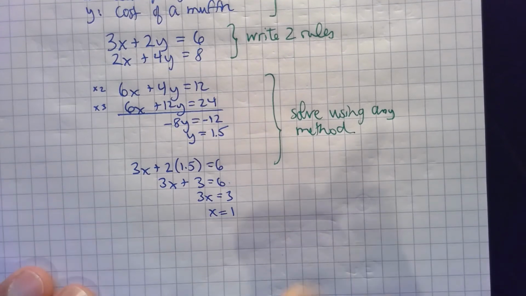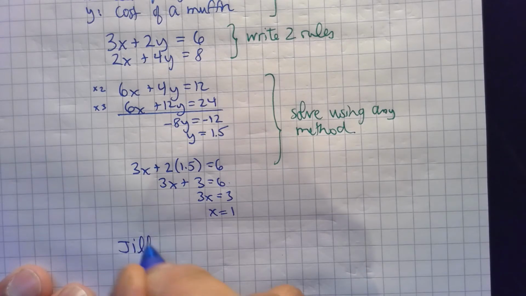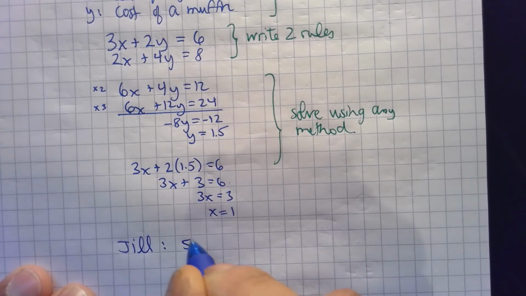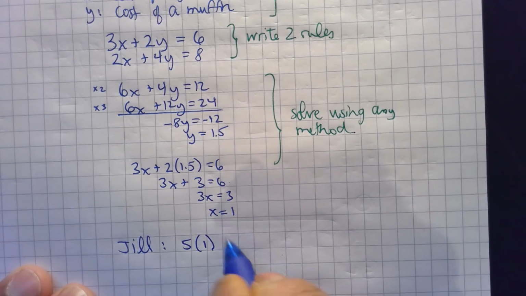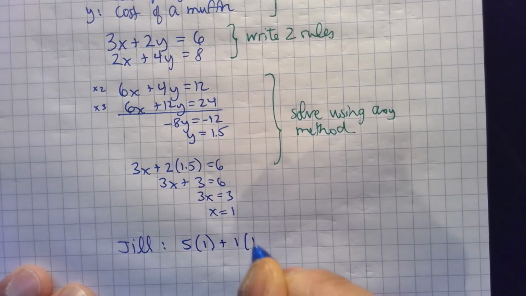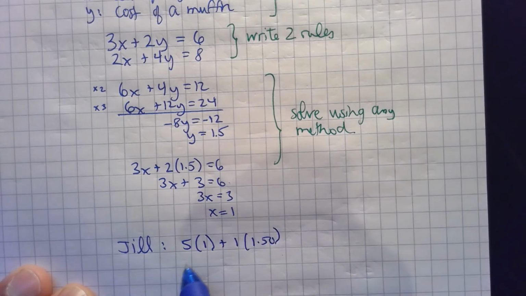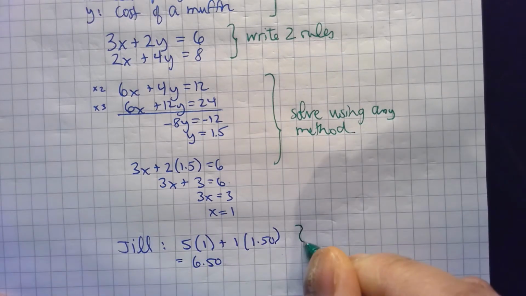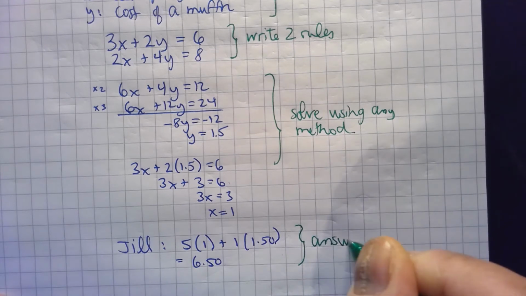So for Jill, she's spending 5 of the X's, and each X is $1. And she's spending 1 muffin, and each muffin is $1.50. So 5 plus $1.50 would give you $6.50. This part right here is what we're trying to do, which is answer the question.